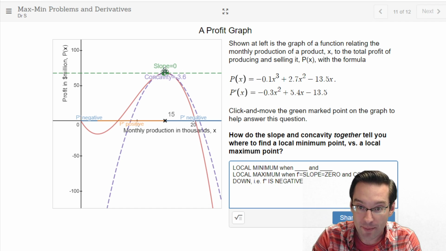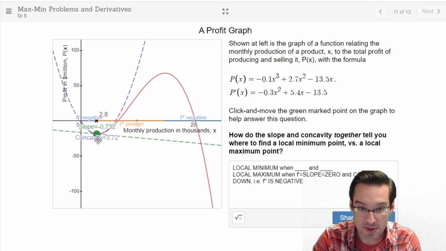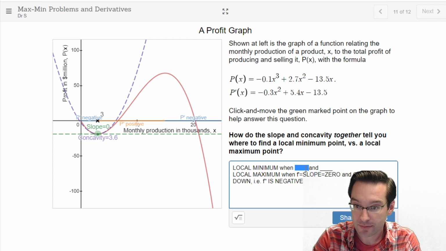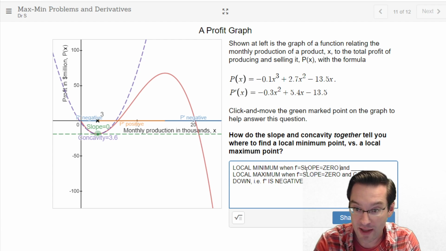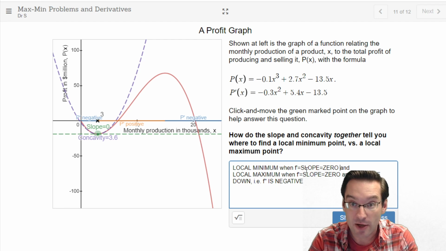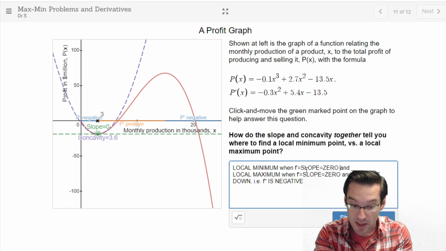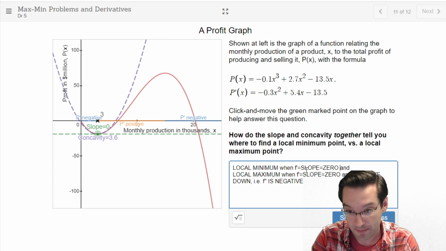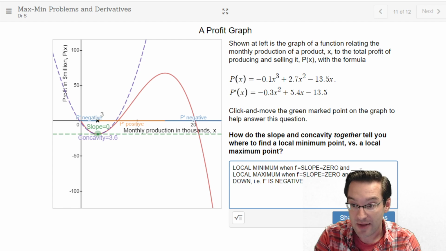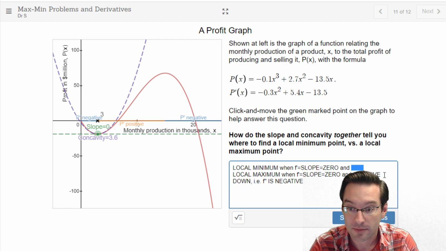What about a local minimum? What's our slope at a local minimum? It's again 0, right? Because we need my graph to be neither increasing nor decreasing. So we need the derivative to be neither positive nor negative, right? We need the derivative to be 0 again. But now what can we say about the concavity? Concave up or concave down?